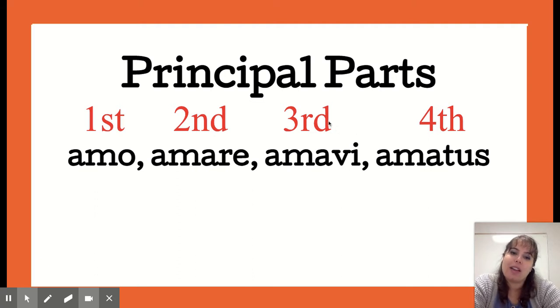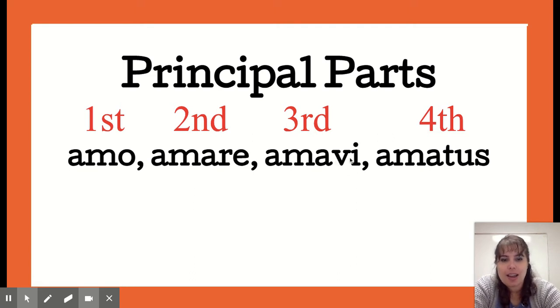And then we have our third principal part, and this is where things can get a little weird. This is our first person singular perfect tense. So this is where we get the perfect stem for perfect tenses. So amavi, this is going to be I loved in the past. Now that i ending is for the first person singular, and so you just take that off to get the stem. So amav is our stem, to which you add all your perfect tense endings, those i, isti, it, imus, istis, erunt endings.